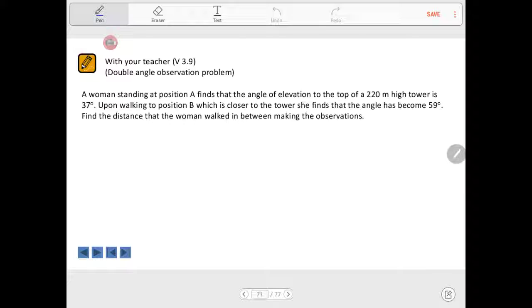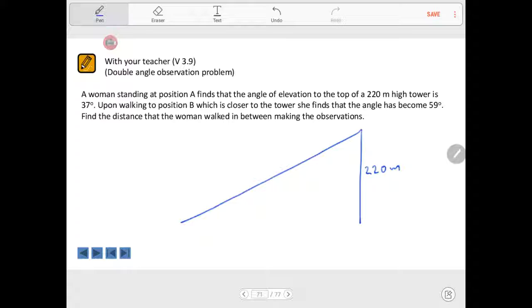Okay, so this woman is looking at the top of a 220 metre high tower. 220. And her angle of elevation from that position is 37 degrees. And we've called this point A in the question. Then she walks closer to the tower so that now she's at point B.